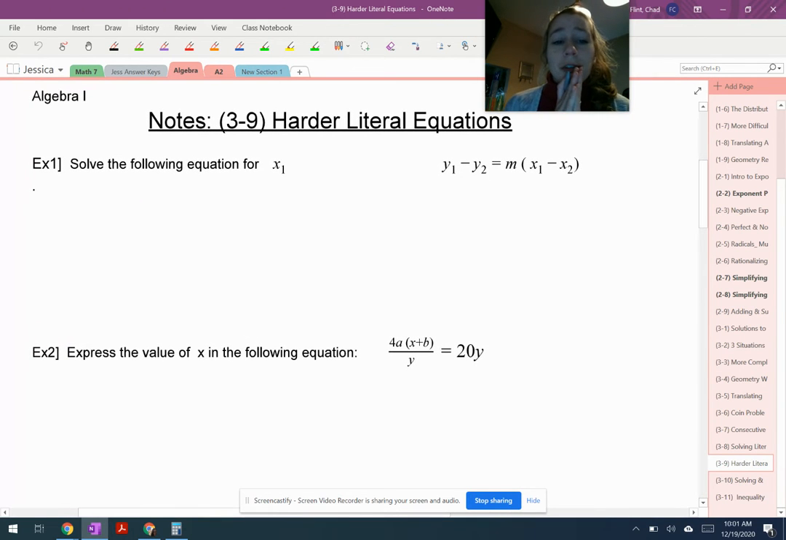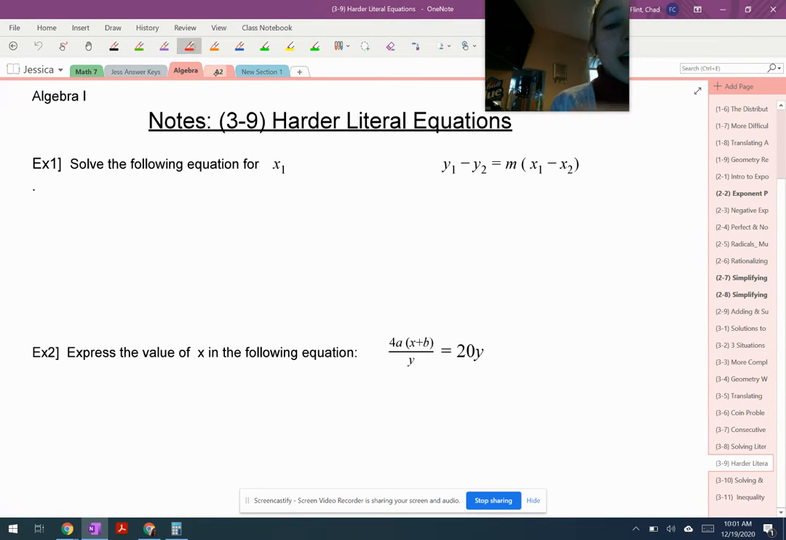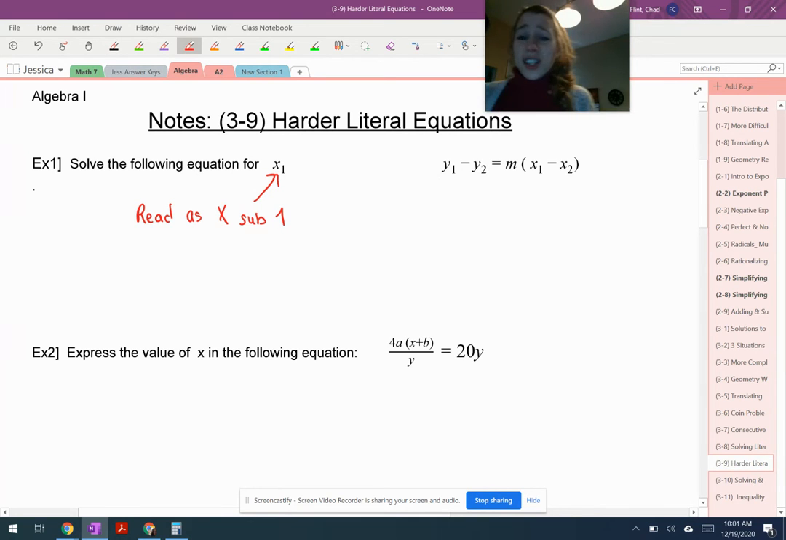So this example 1 over here, solve the following equation for x sub 1. That is how you read that. That is read as x sub 1. The sub coming from subscript, like a smaller, almost like the opposite of an exponent. You know how an exponent is a smaller raised number? A subscript is like a lower, smaller number, if that makes any sense.